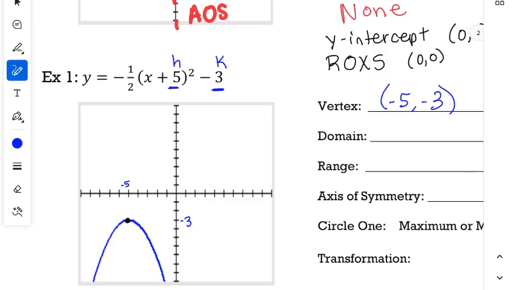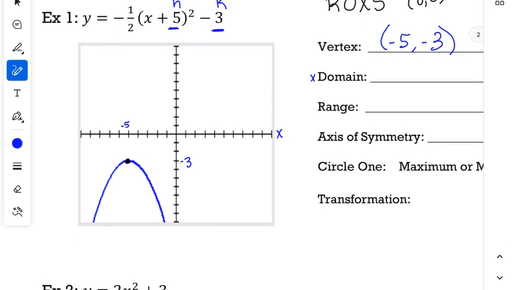All right, let's go ahead and do domain. Domain is left and right. It's our x's. So label x, label x. Domain, left and right. We have arrows going left and right. So what's the domain? All real numbers. Negative infinity to positive infinity.